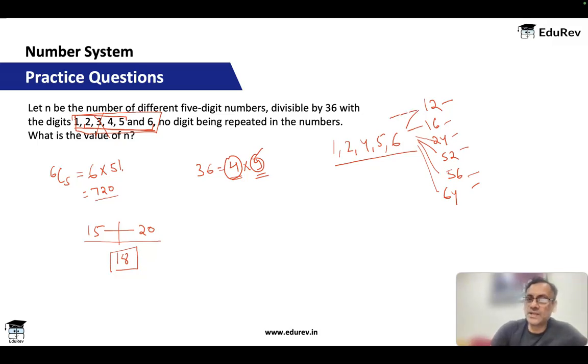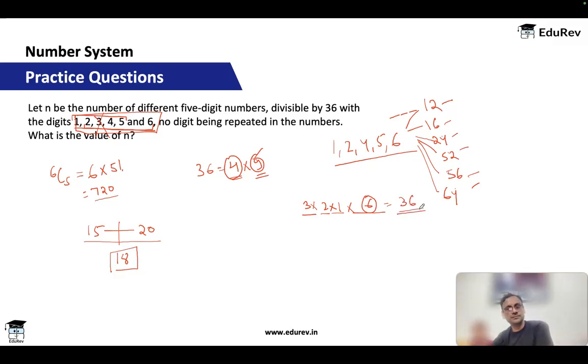And then there are 3 more places here. Similarly in all these 6 cases, your last 2 places can be filled in 6 ways. Before that, the 3 places have no rules. So when you select 2 digits, 3 digits are left. Those 3 digits can be arranged in 3 into 2 into 1 ways. Last 2 places can be arranged in 6 ways. So you have 6 into 6. There are 36 numbers which can be formed, which will be divisible by 36. So that is the answer, and this is how this question will get solved.